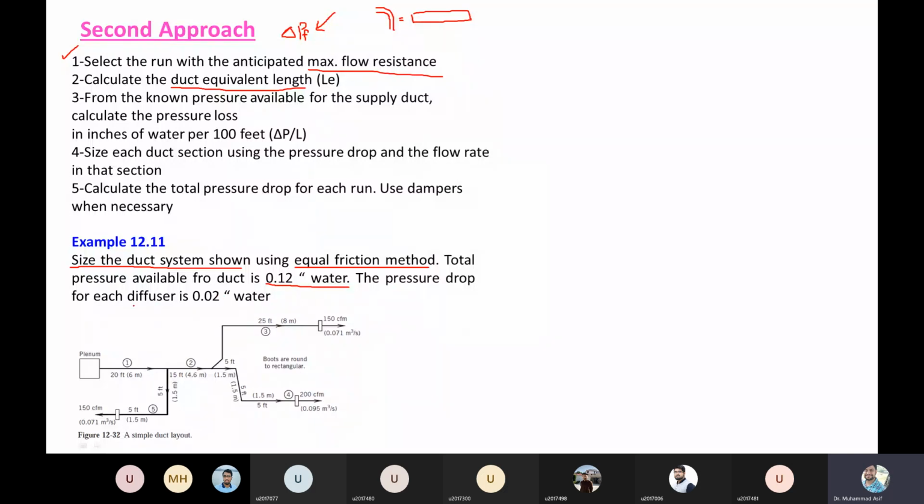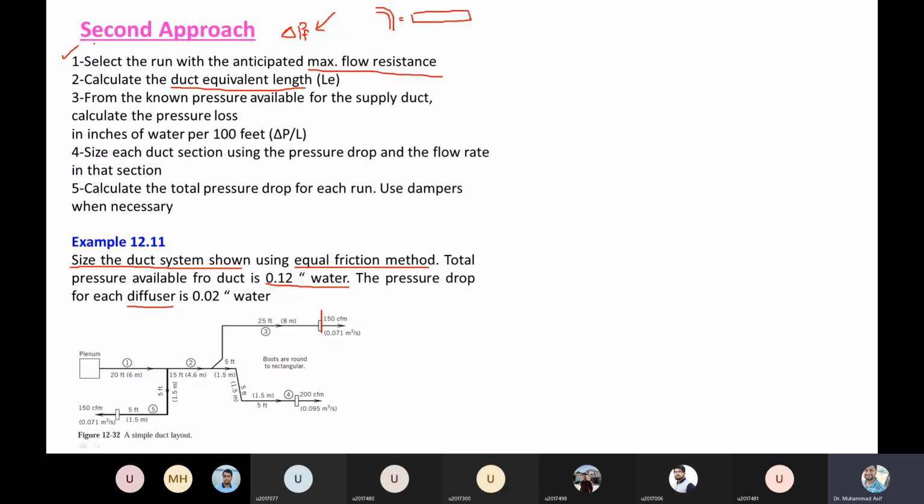You know that the diffusers are installed inside the room, I mean, at the end, just like I'm sitting in my office. At the top of the ceiling, there is a diffuser which supplies the air to my room. So there is a pressure drop in the diffuser as well. So that 0.02 inch, but we'll just discuss the pressure drop in the main supply duct. So what's the procedure?